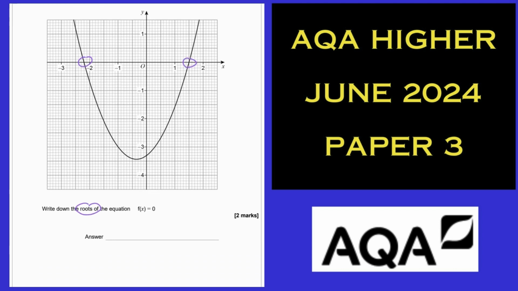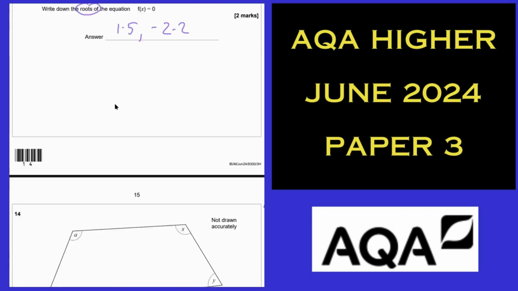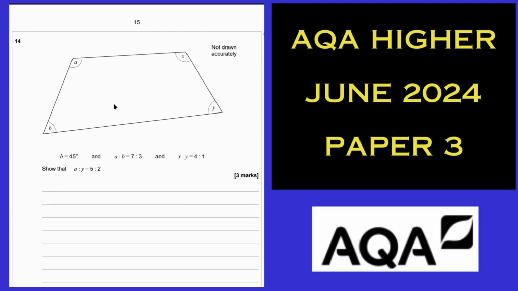Number 13, for your revision, the main thing is roots and solutions mean exactly the same thing. Your job is to read the points of intersection with the x-axis. The one up here, that's the easiest, 1.5. The one down here, get your eyes tested like I needed to. It's minus 2.2. No leeway allowed. There's no halfway point. It does cross on a line. Mark scheme doesn't give any leeway.